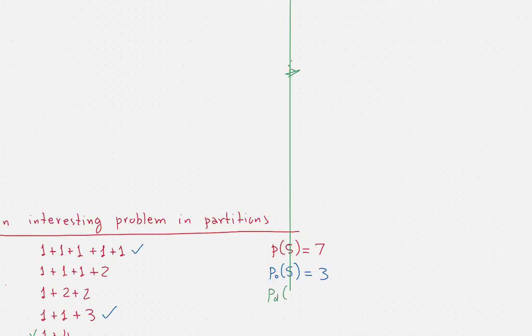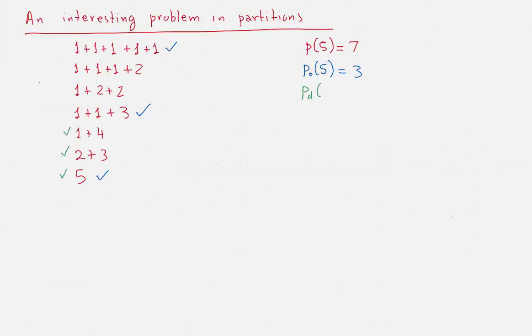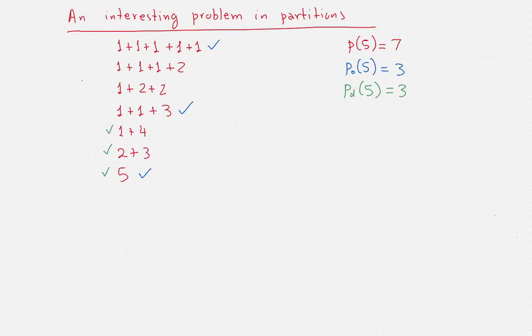So if we denote the partitions into distinct components by P sub D of 5, then we have again 3 of them. It would be a fun little thing to do this for 6, for 7, and find the partitions into odd components and then find the partitions into distinct components. And you're going to see that every single time you got the same amount.